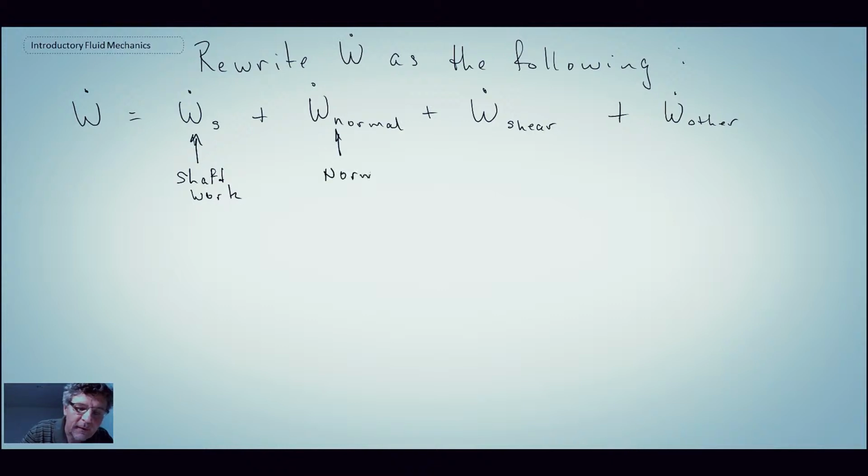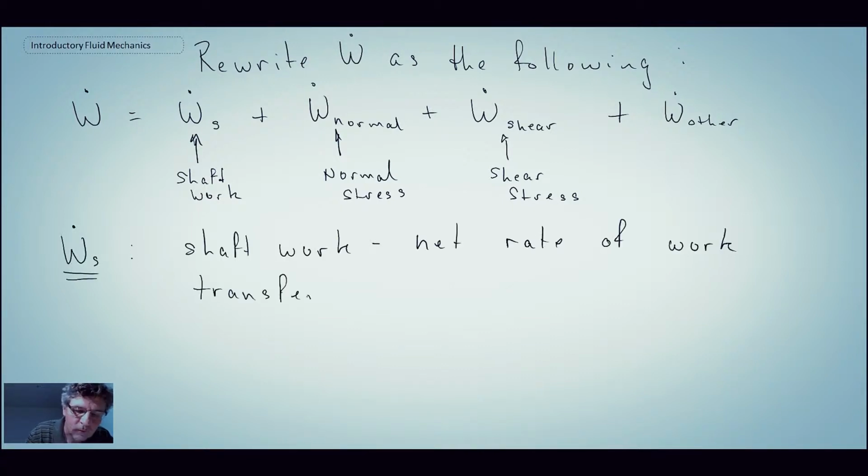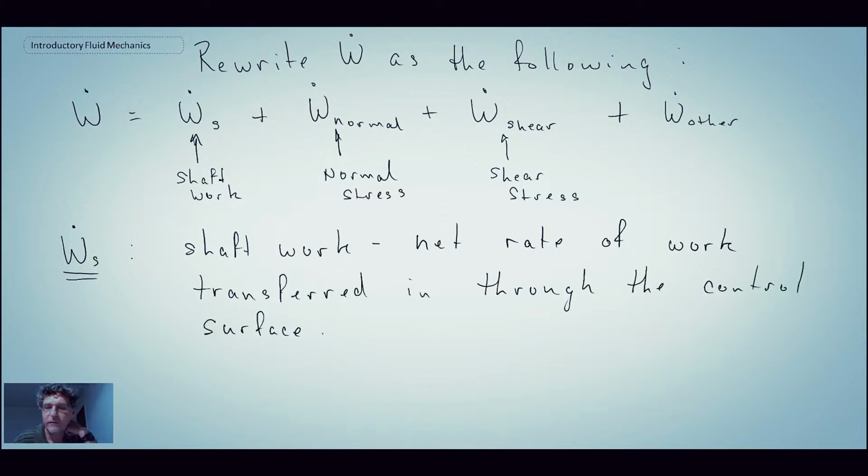Normal stress. And shear stress. So what we'll do, we will take these one at a time, beginning with shaft work. So it's net rate of work transferred in through the control surface. If you think to thermodynamics, quite often we'll have our control surface, control volume, and that would be something like that. Perhaps you have an impeller and you're doing work, it's rotating, and that is the process by which you are adding work to your control volume or the control surface.